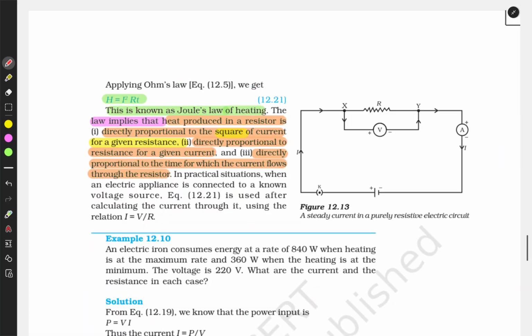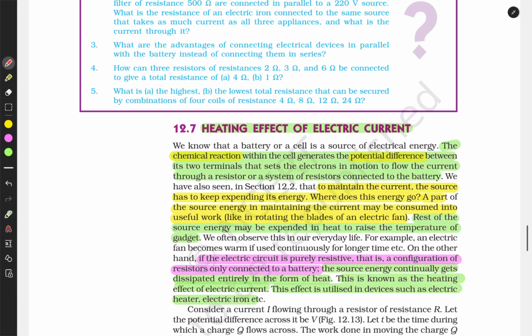This is the last topic, the heating effect. Let's quickly revise it. The chemical reaction within the cell generates a potential difference between the two terminals that sets electrons in motion and makes current flow through a resistor or a system of resistors connected to a battery. To maintain the current, the source has to keep expending its energy.